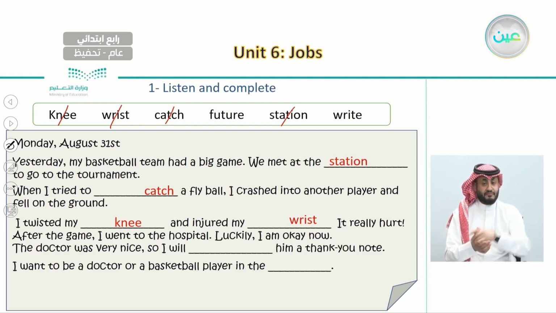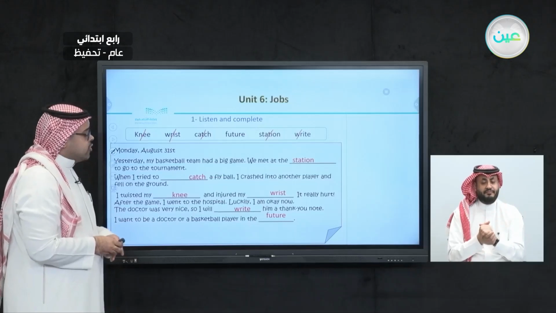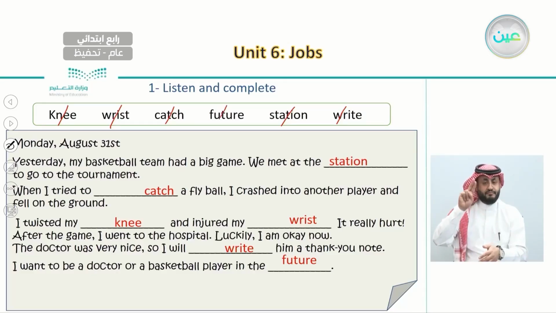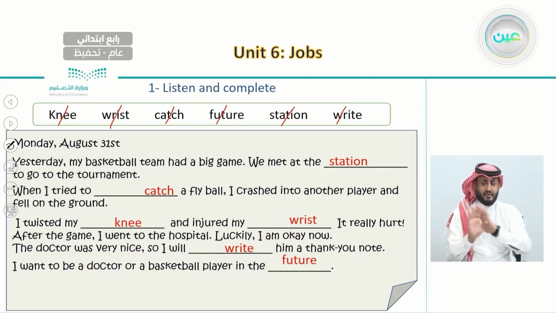So I will, what did the speaker say? Exactly. He said, I will write him a thank you note. And in the future, I want to be either a doctor or a basketball player in the future. So here you go. These are the answers of the letter we have just listened to. So the first one is station, catch, knee, wrist, write and future. It was the letter from our speaker here.